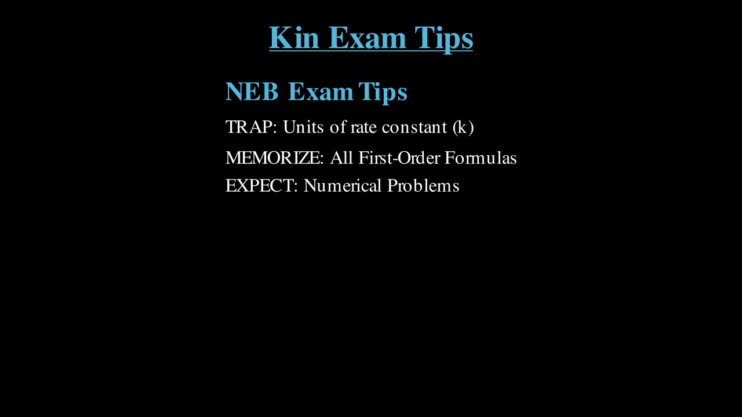A time-saving trick: know the Arrhenius plot. If you're asked to find activation energy from a graph of natural log of K versus 1 by T, remember that the slope of that line equals minus EA divided by R. This question style has been asked year after year. Stay calm, focus on these key areas, and you will do great.